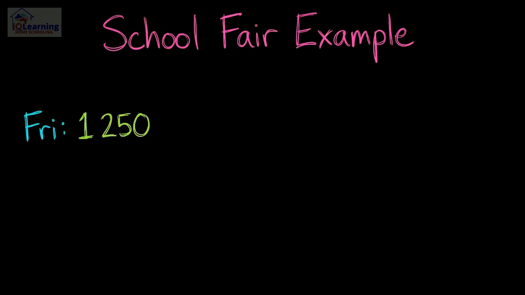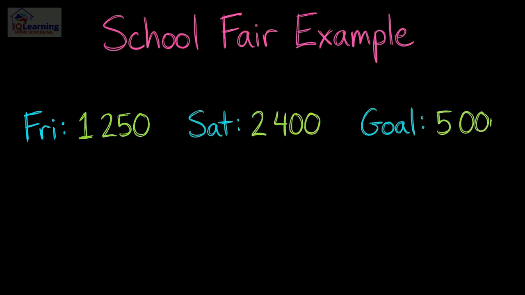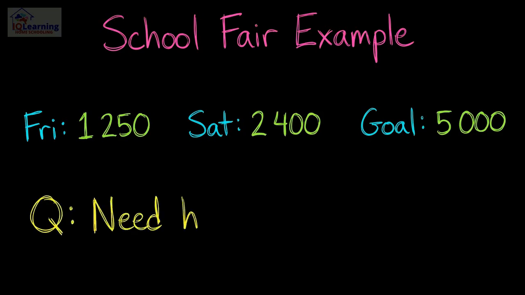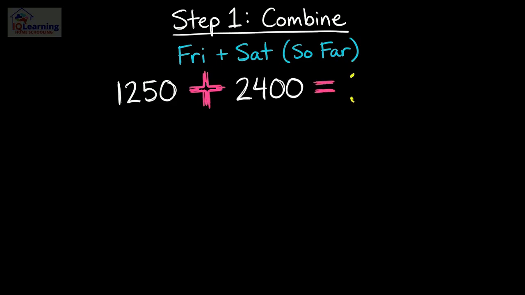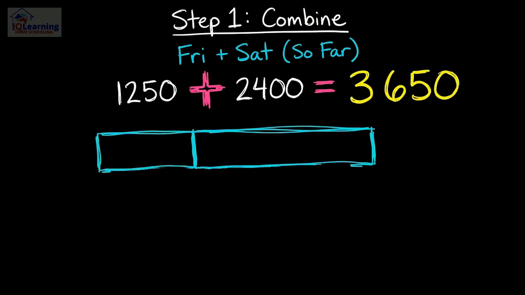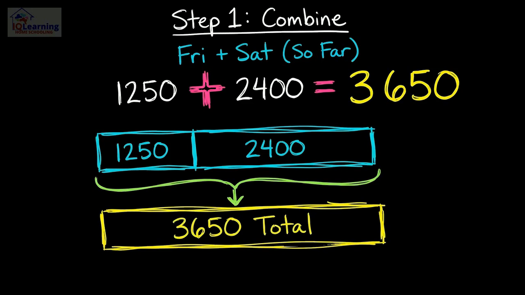Let's look at the school fair example. The school sold 1,250 tickets on Friday and 2,400 on Saturday. The goal was 5,000 tickets. The question is how many more tickets they need to sell. First, combine what we know. Friday and Saturday are two parts of the total sold so far, so we add them. 1,250 plus 2,400 equals 3,650 tickets sold so far. A bar model would show two parts joining to make that total.